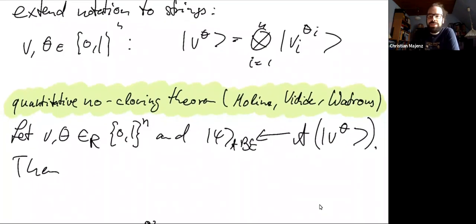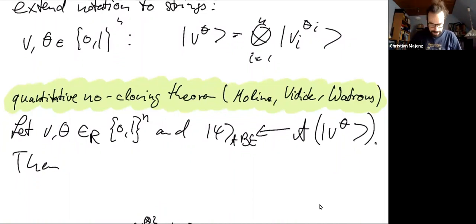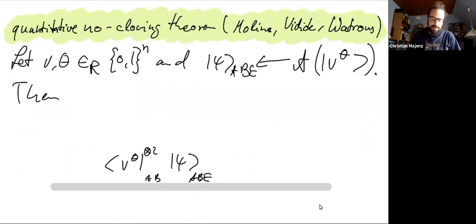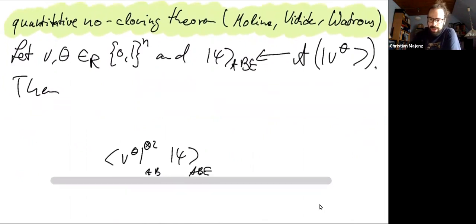So one reason why they are useful in this context is that they have a no-cloning theorem. And that can be made quantitative, and that's something that was done by Molina, Vidick, and Watrous, at least as far as I know. This is the first theorem of this kind that was proven, and they prove that if we have v and theta n-bit strings, and some algorithm is provided with the corresponding BB84 state, and is supposed to make 2 copies of it and output them as part of registers A and B. And here we add another register E, which is the internal working register of this algorithm.